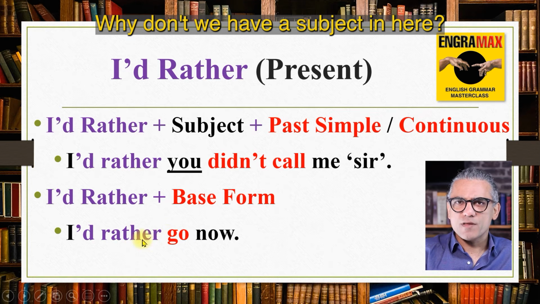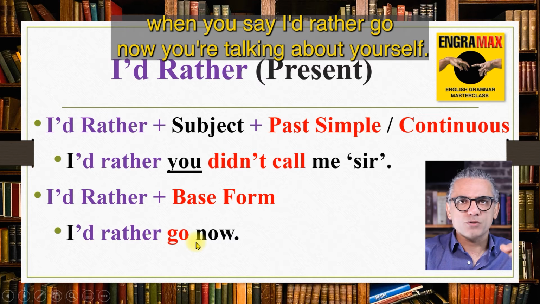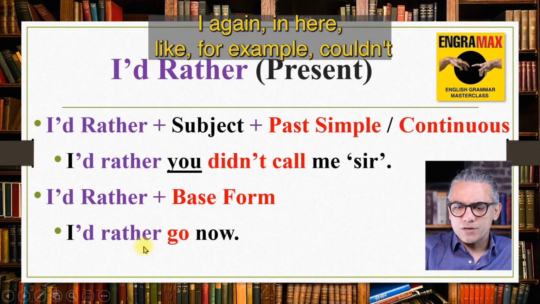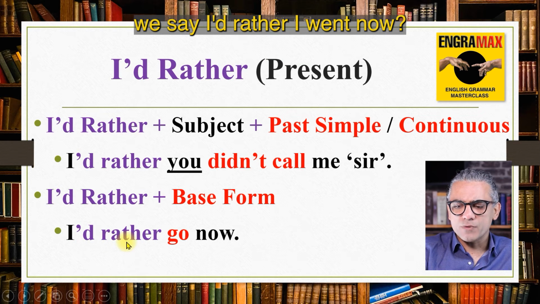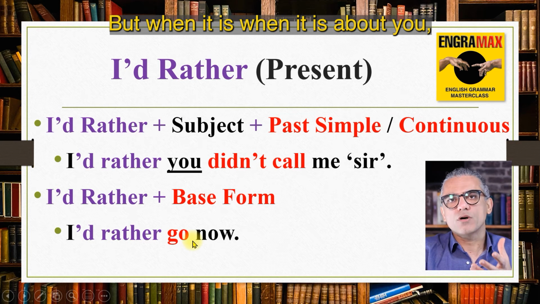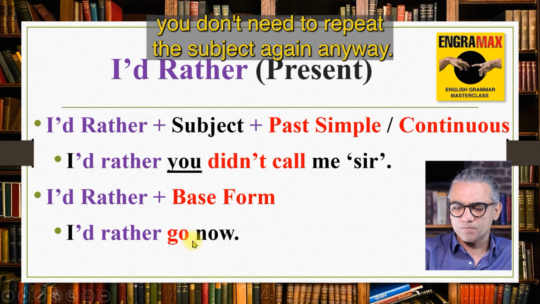Why don't we have a subject in here? Because when you say I'd rather go now, you're talking about yourself. I'd rather go. But couldn't you use I again in here? Like, for example, couldn't we say I'd rather I went now? Yes, you could. It's up to you. But when it is about you, you don't need to repeat the subject again.